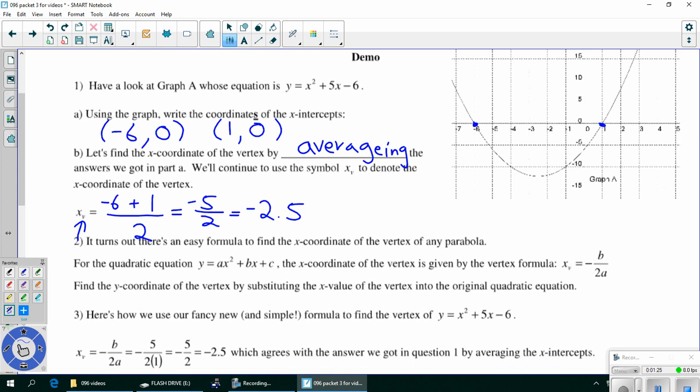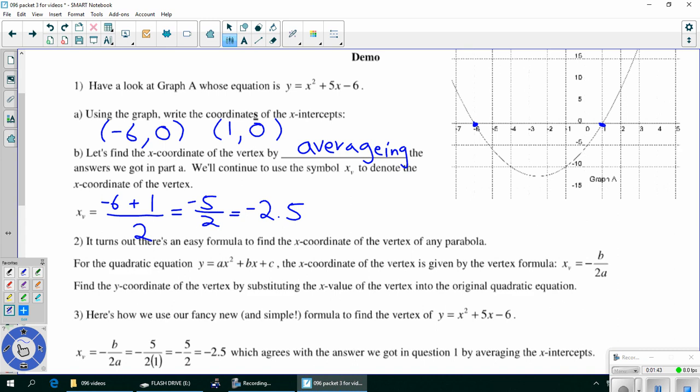And does that jive with the picture? Is the x-coordinate of this vertex around negative 2.5? Well, yeah, it sure looks like it. Negative 2.5, smack dab in the middle of my x-intercepts. Turns out there's an easy formula to find the x-coordinate of the vertex of any parabola, easier than locating the x-intercepts and then averaging them.